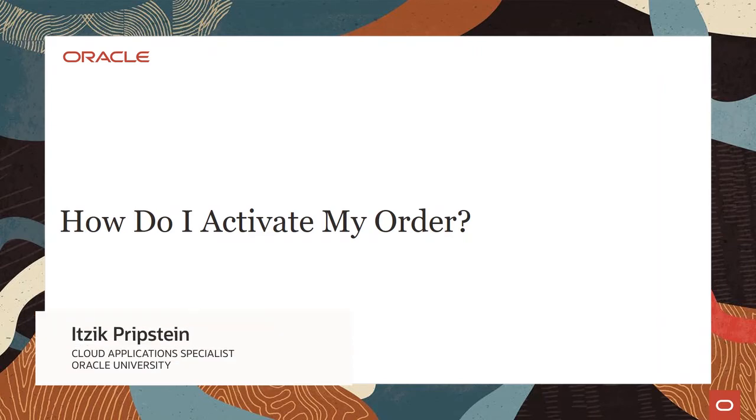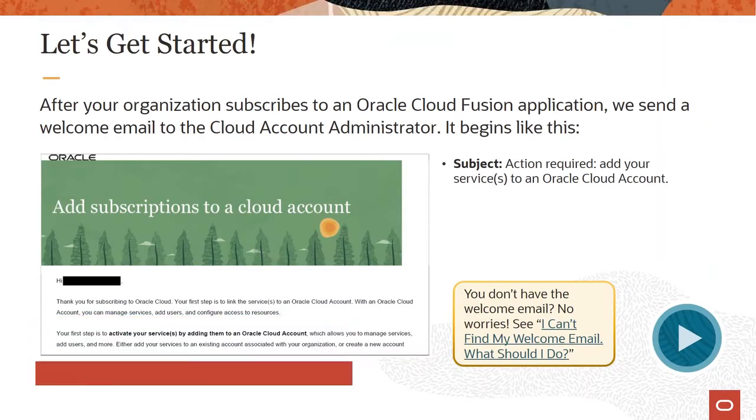Email's arrived. And now what do I do? How do I activate my order? After your organization subscribes to an Oracle Cloud application, you will receive an email to the person designated the initial contact. Now, this might be the person who negotiated with the Oracle sales or someone else that was designated at the time. If you receive this email, then you've been designated the activator of the order.